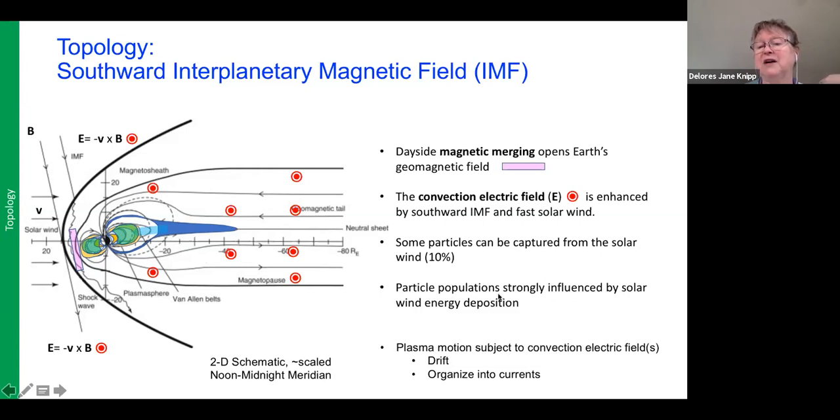All of the particle populations inside the magnetosphere will become excited or perturbed in some way during a geomagnetic storm. Some of those perturbations are just now being explored. We know that this plasma becomes subject to these convection electric fields, so plasmas start to drift, and if we pile up the plasma, then it will organize into currents as well.